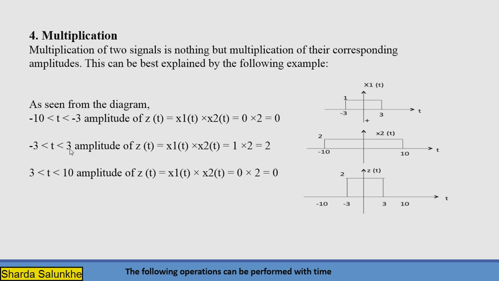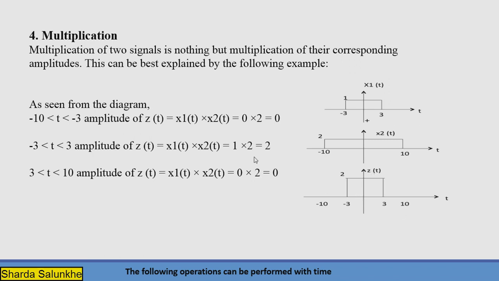So for the third signal, you will get 0 amplitude. Next, for the minus 3 to 3 time period, the amplitude of z of t is equal to x1 of t into x2 of t, which is 1 into 2. That is, 1 is the amplitude of the first signal x1 of t and 2 is the amplitude of the second signal, so 1 into 2 becomes 2. For the next period, 3 to 10, where t is greater than 3 and less than 10, z of t is equal to x1 of t into x2 of t, so 0 into 2 is equal to 0. In this way you can perform the multiplication operation.